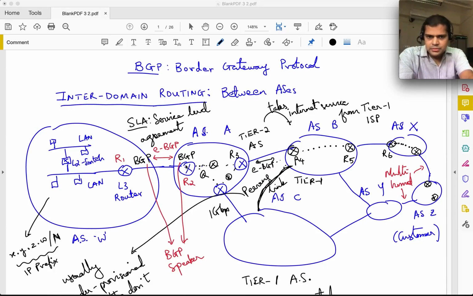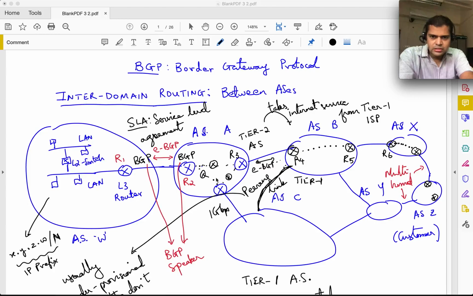So these advertisements first of all have to be exchanged with other BGP speakers which are connected to other autonomous systems, but also somehow that information has to be disseminated within the autonomous system, so that every router has some information about what is the next hop, what is the next router, in order to send that packet so that it eventually reaches the destination.